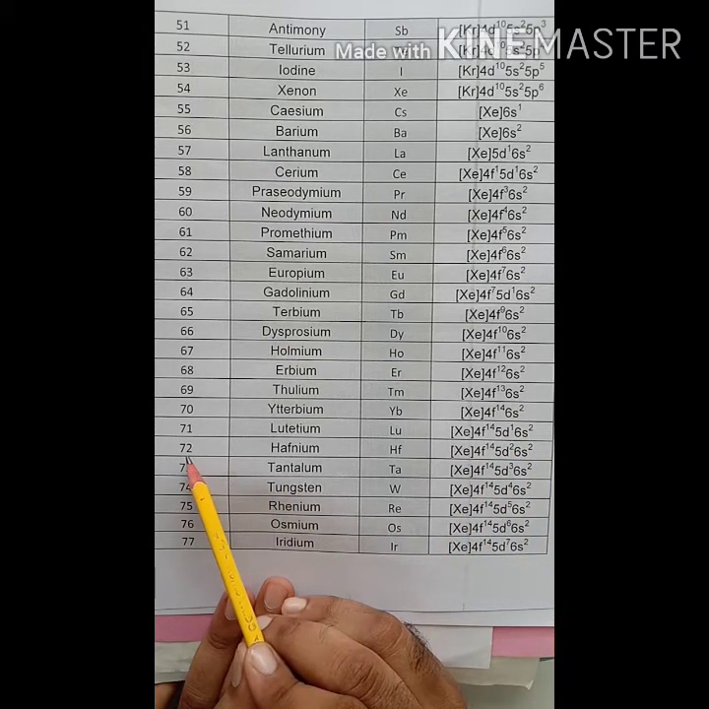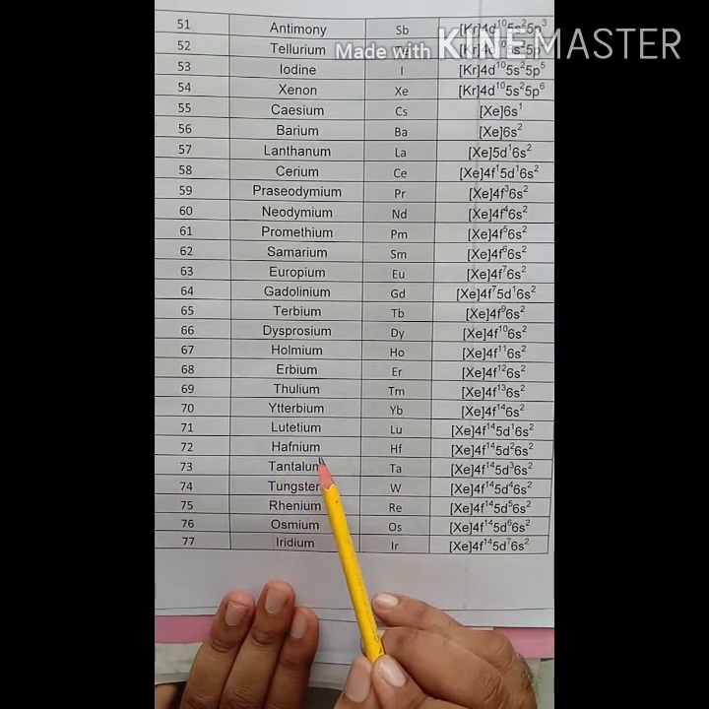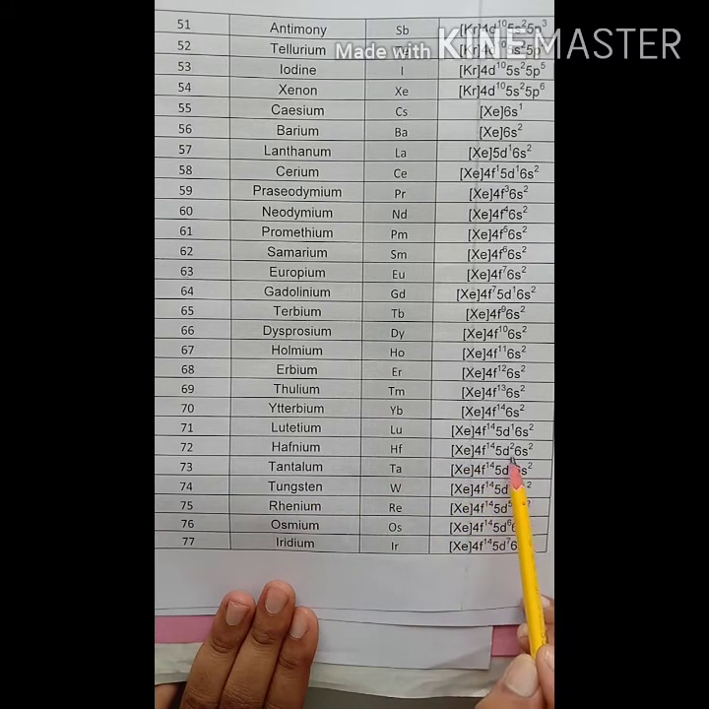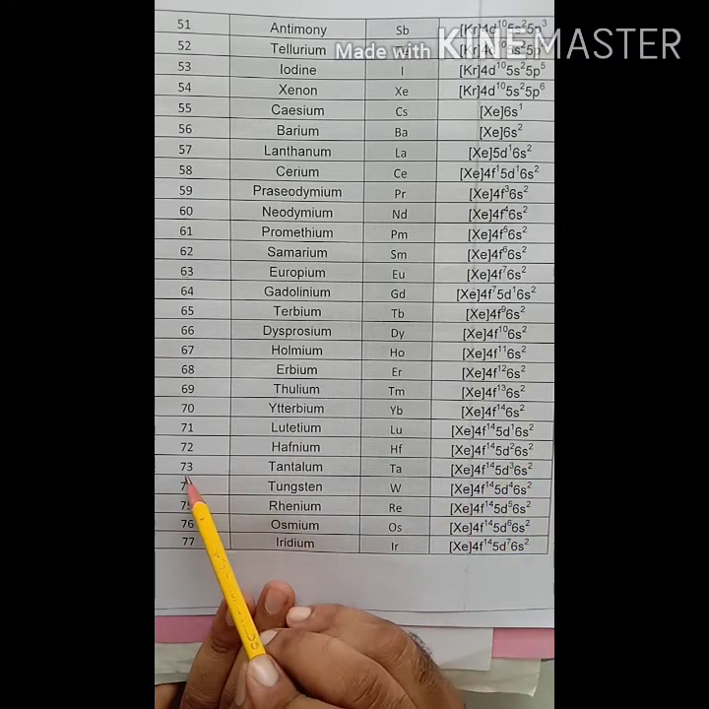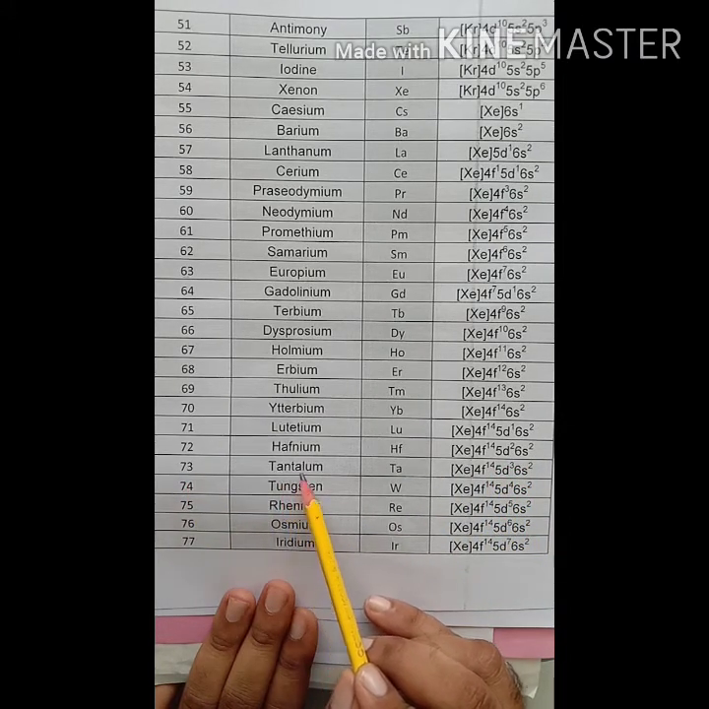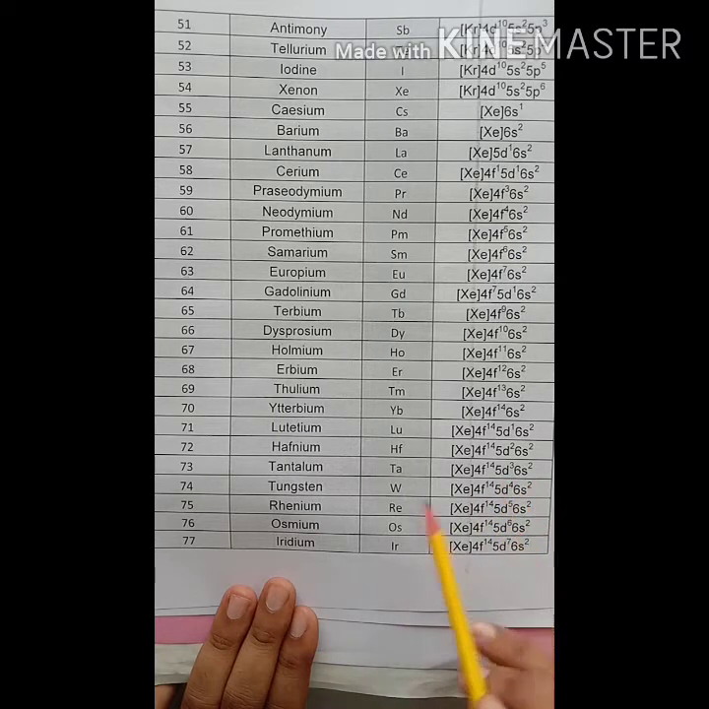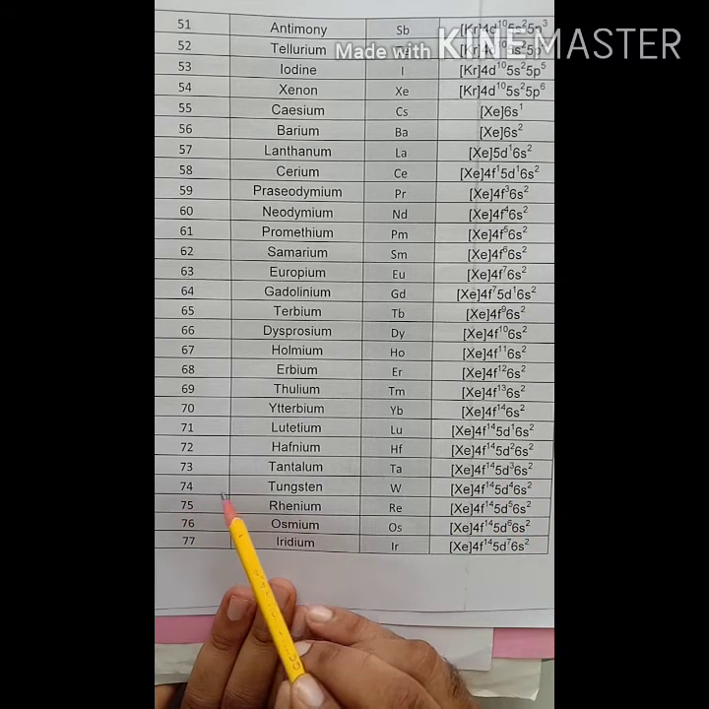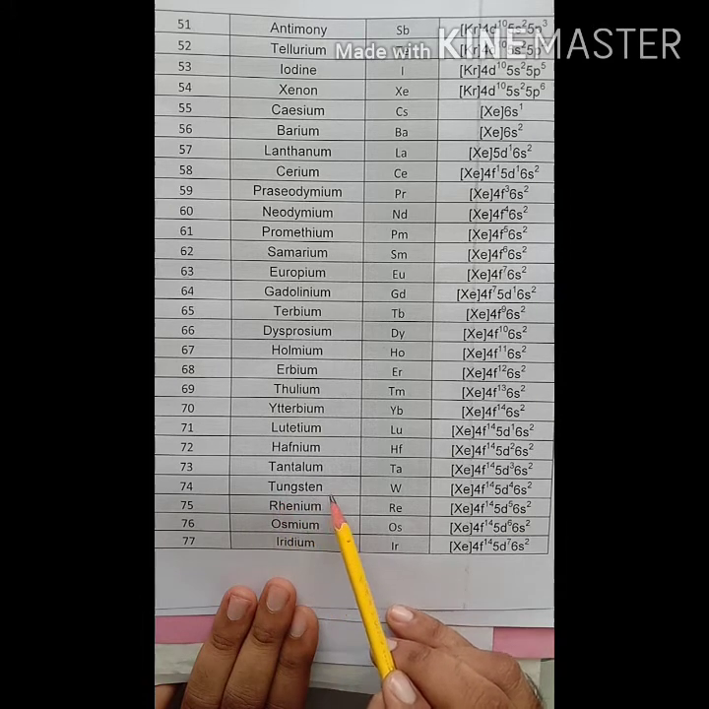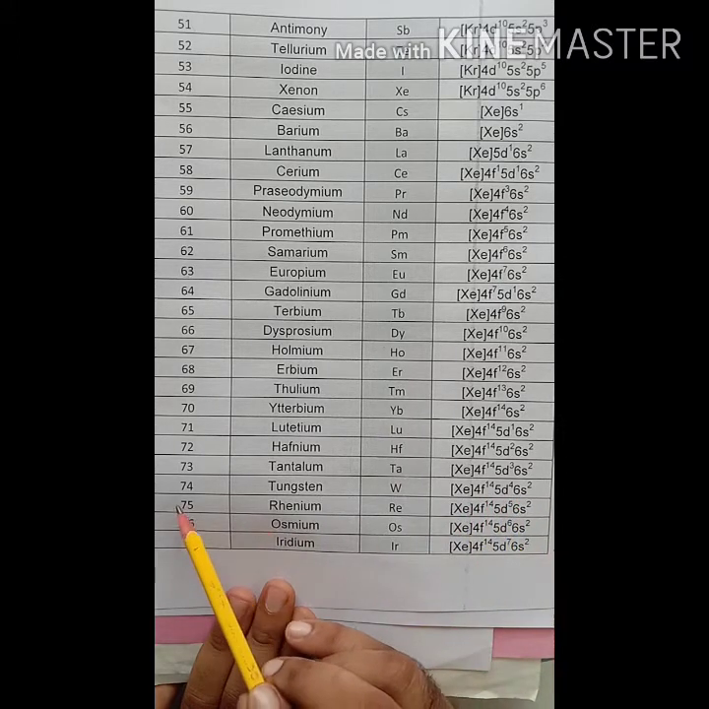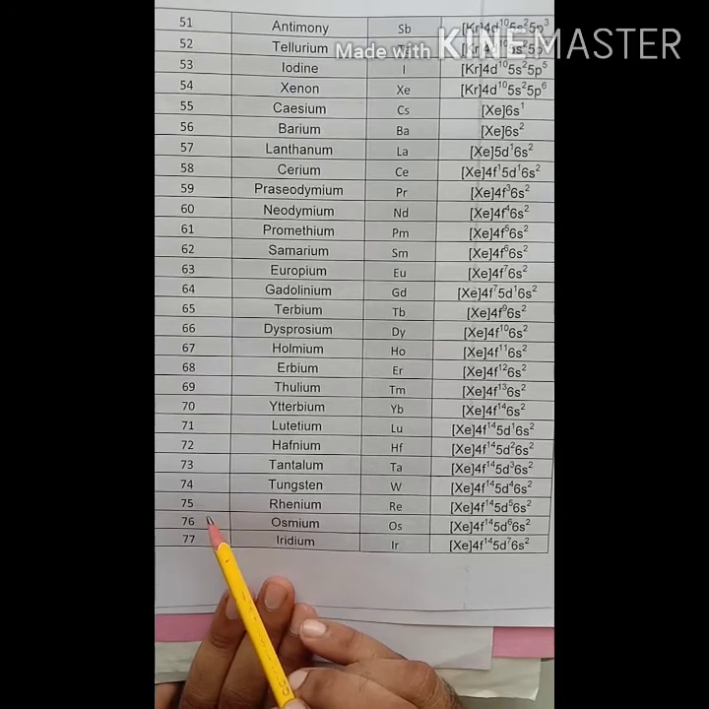The next atomic number is 72. Name of element is hafnium. Symbol is Hf. Electronic configuration is Xe 4f14 5d2 6s2. The next atomic number is 73. Name of element is tantalum. Symbol is Ta. Electronic configuration is Xe 4f14 5d3 6s2. The next atomic number is 74. The name of element is tungsten. Symbol is W. Electronic configuration is Xe 4f14 5d4 6s2.